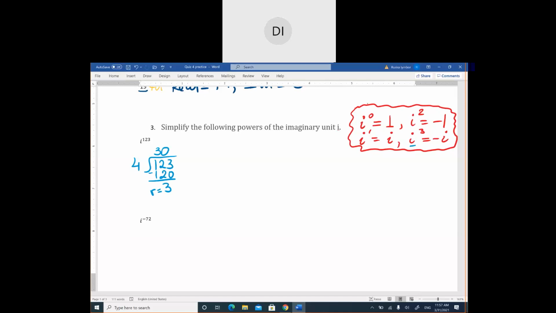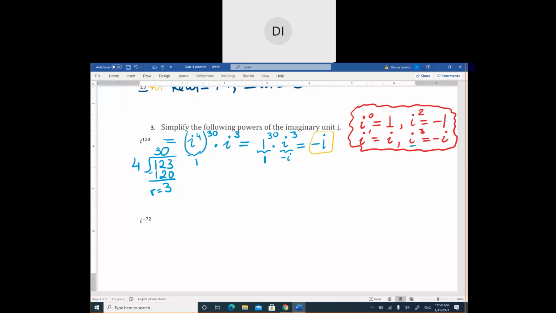So i to the 123 equals i to the 4th, and then to exponent 30 times i cubed. And then here, i to the 4th is 1. So I'm going to get 1 to the power 30 times i cubed. And then 1 to the 30 is also 1. And you're going to get i cubed is -i. Sorry. So this is 1 and this is -i.